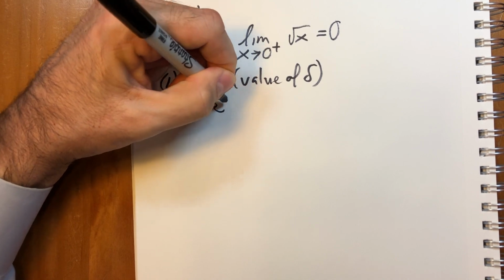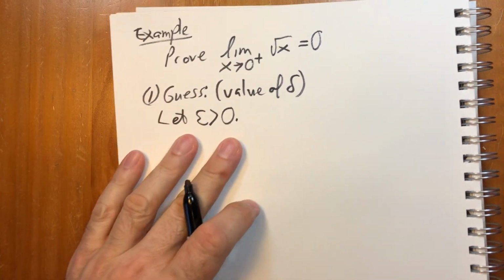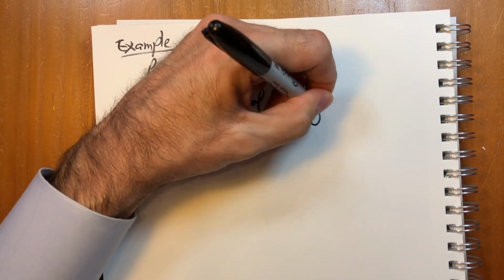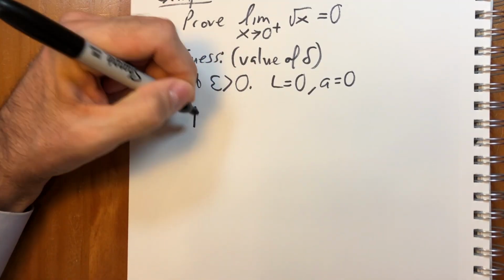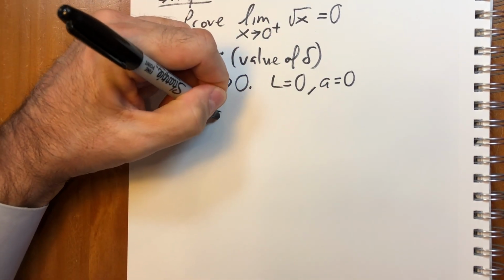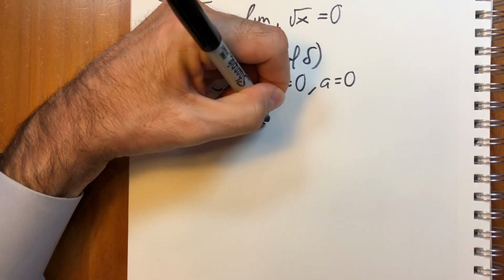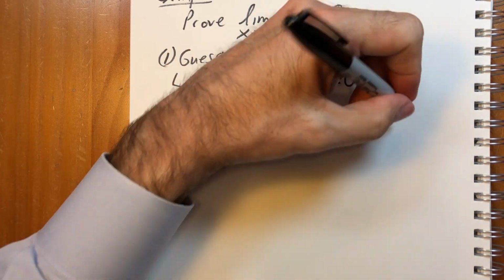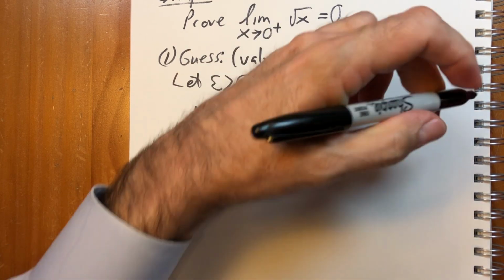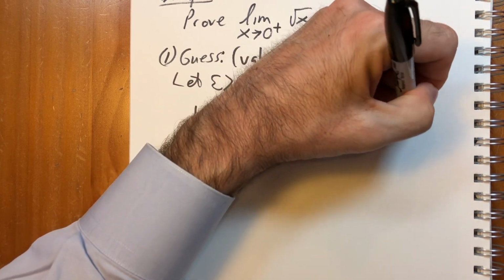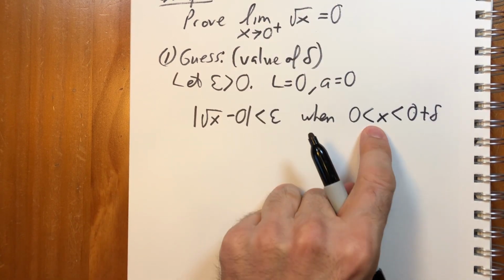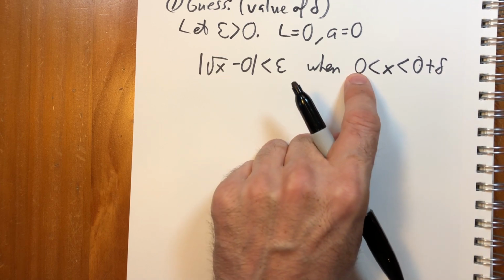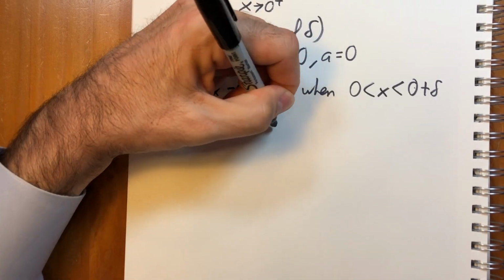Okay, so let epsilon be any number greater than 0. In this example, L equals 0 and a equals 0. So we have to find delta such that, just putting it into our definition, the square root of x minus 0 is less than epsilon whenever, now using the right-hand limit definition, 0 is less than x is less than 0 plus delta. So it's a is less than x is less than a plus delta. So x is less than a distance of delta away from 0 on the right-hand side.